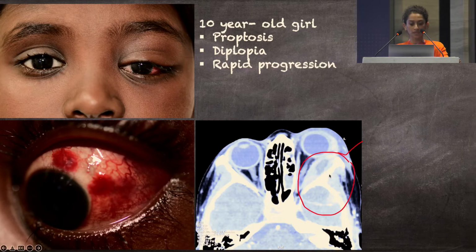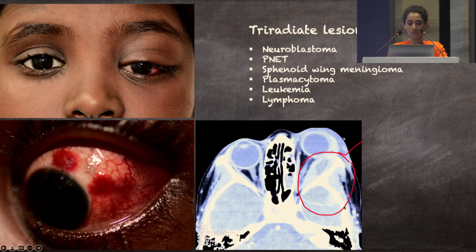And it's extending to the temporal fossa, intracranial extension, and it was sitting in the lateral. Initially, when it came, I prayed that it be an inflammation and abscess of the lateral rectus, which is extending to the edges and structures. But whenever we have a triradiate lesion, be it a pediatric patient or an adult patient, these are the things that you have to keep in mind.